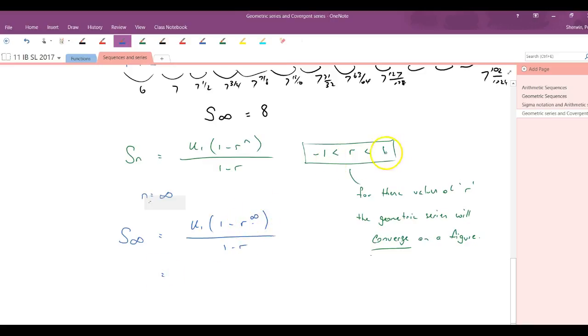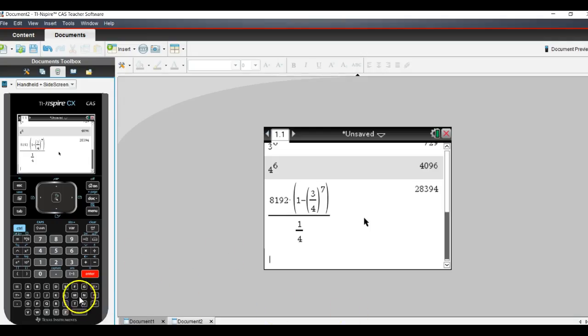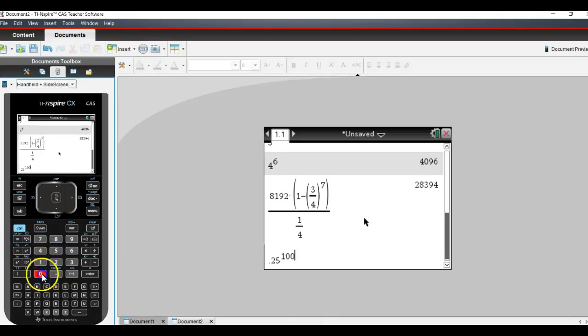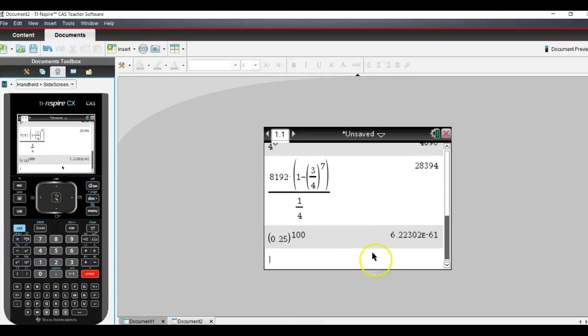Remember, r is between minus 1 and 1, so it's a fraction. It's a half, a third, a quarter. If you take a quarter and raise it to a huge number, let's just play around with this. 0.25, put it to 100. Look at this. It says 6.2 times 10 to the minus 61. That means move the decimal point 61 places to the left, so you have 0.000 with 60 zeros, then 62. That is ridiculously small.